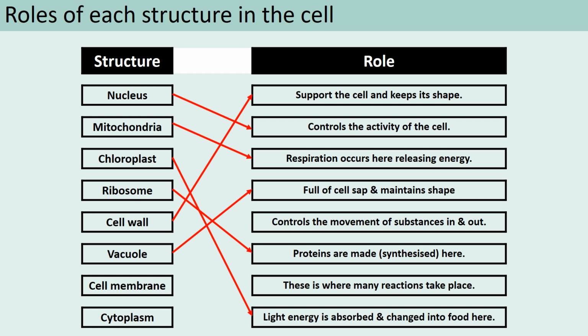Next up is cell membranes. So this is found in both plant and animal cells, and as I said in the previous slide, it's what controls the movement of substances in and out. And there's different ways in which substances can get in and out of the cell, of which we will look at the later part of this chapter. Finally, cytoplasm. This is that jelly-like substance where many of the chemical reactions take place.